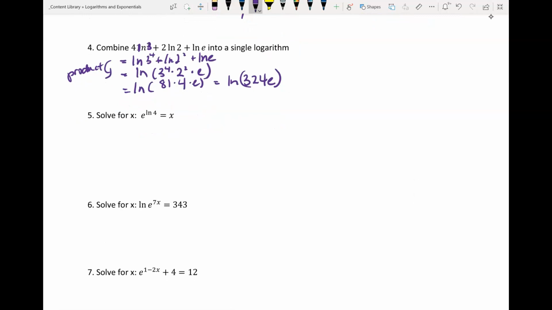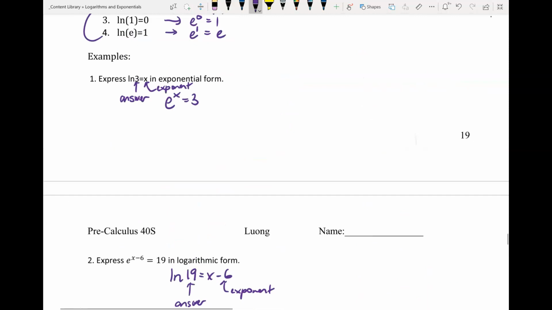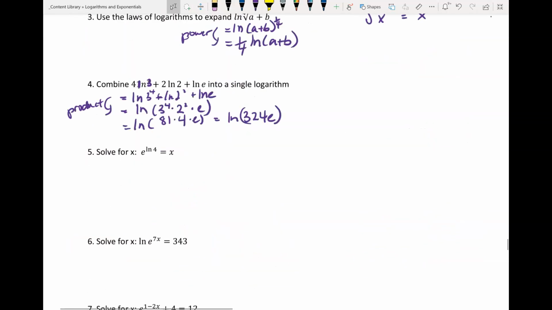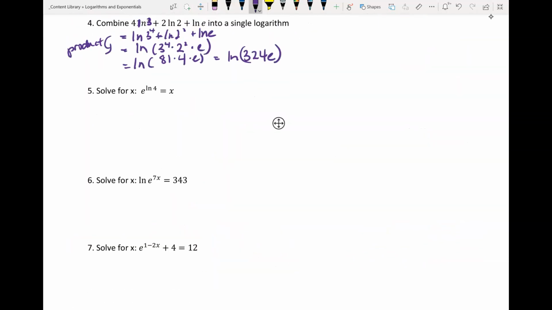For our next one, we're trying to solve for x. So e to the ln of 4 is equal to x. According to our rule from up here, which is number 2, e to the ln x is equal to x. That means our x is equal to 4. In other words, because e and ln are inverses of each other, we can just take them out.